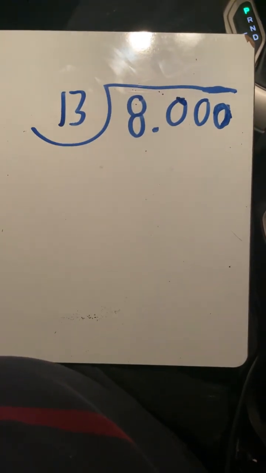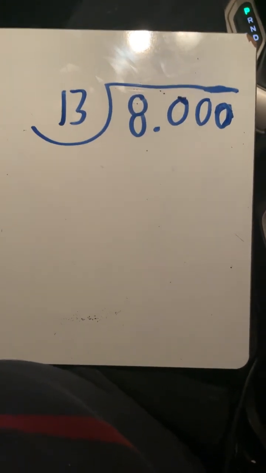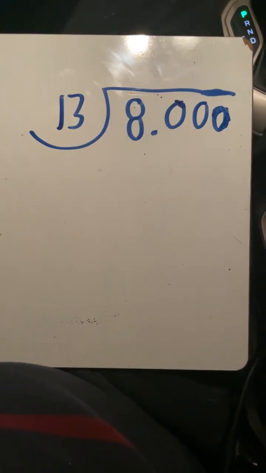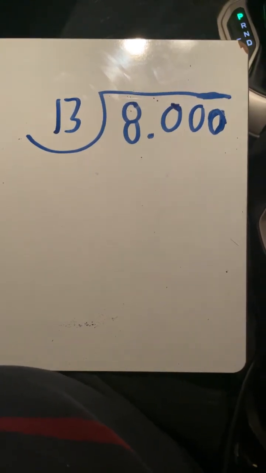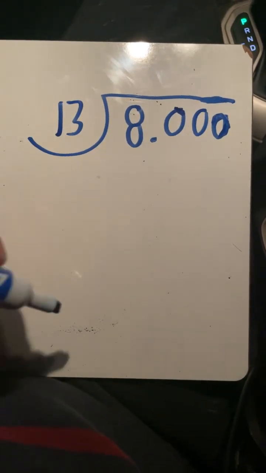I'm going to do the division as if it were a whole number, and then I'm going to put the decimal point in at the end. Decimal points trip a lot of students up, so divide as if it were a whole number. At the very end, we'll worry about inserting the decimal point. All right, so 80 divided by 13.